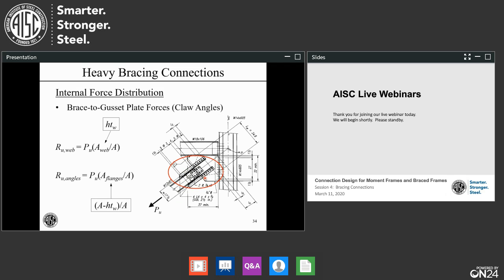We need to use engineering judgment for this, and my judgment is that this is the way to do it. Take the area of the web, H times T sub W, divided by the area of the brace, that ratio, and just take that amount of P sub U and put that through these web plates. Everything else goes through the claw angles. Note that the fillet area in the brace is going to end up with the flanges in this kind of approach.